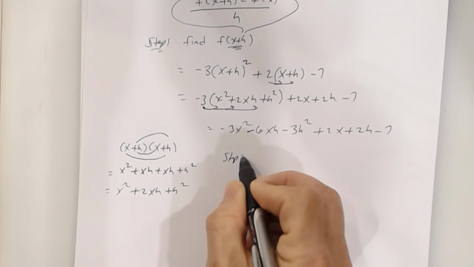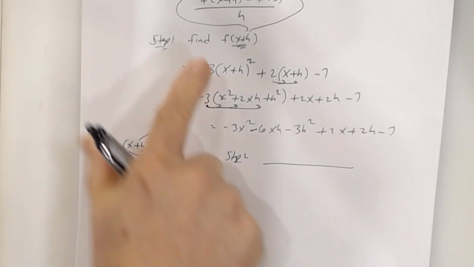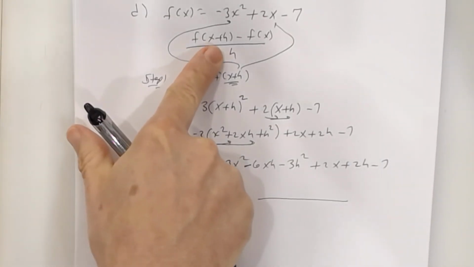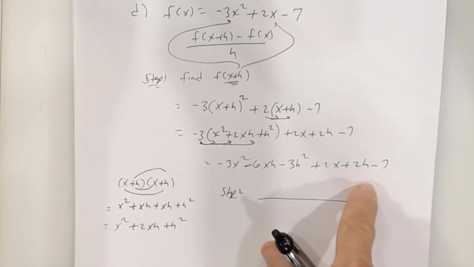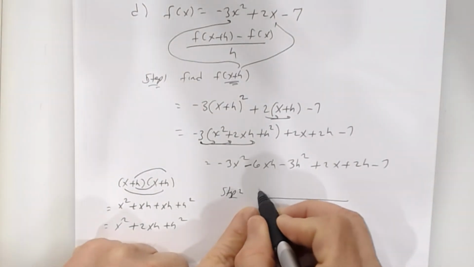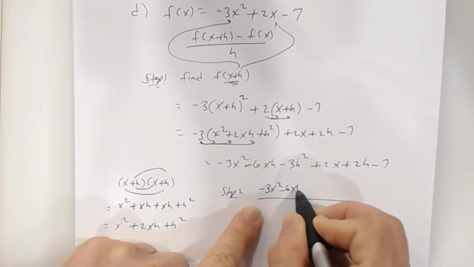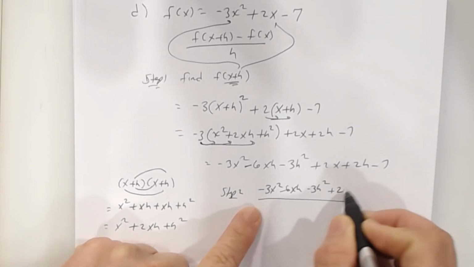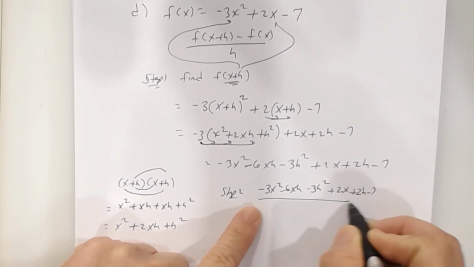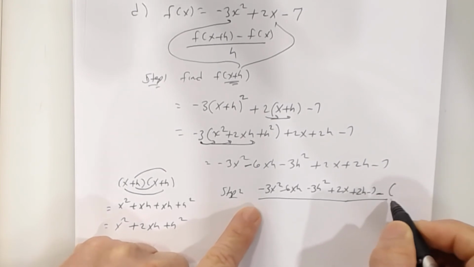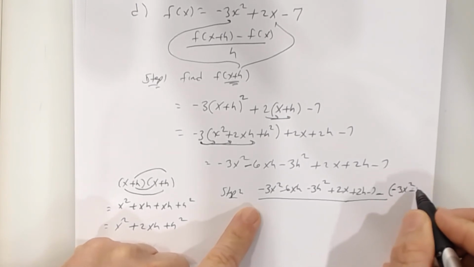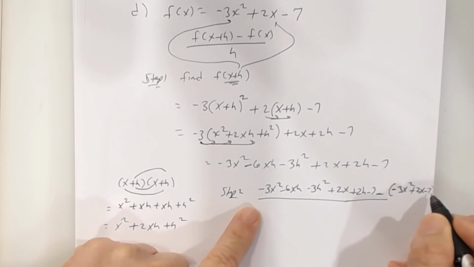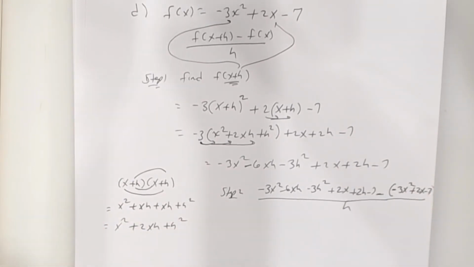Step 2 is where you put this all together. Remember, I found f of x plus h. It's all these terms, so you just write it over. Very good. And then minus, and you subtract f of x, which is that trinomial, in parentheses, by the way: 3x squared plus 2x minus 7, all over h. You're almost done.